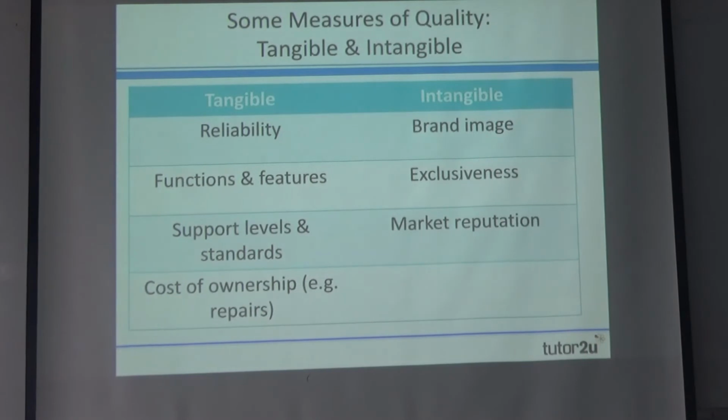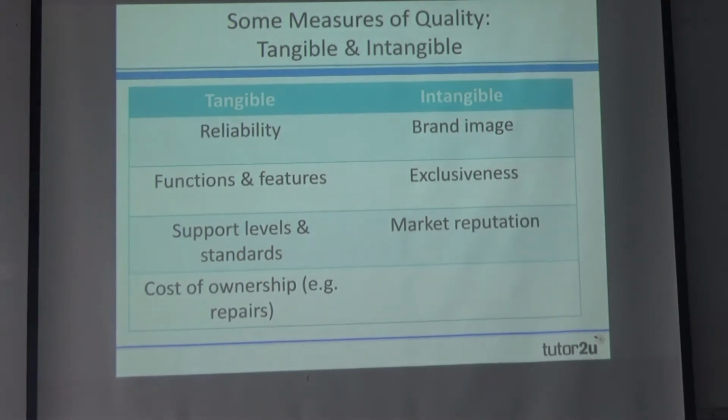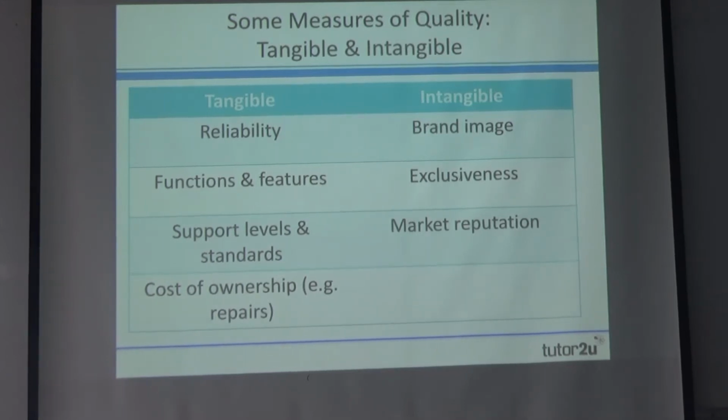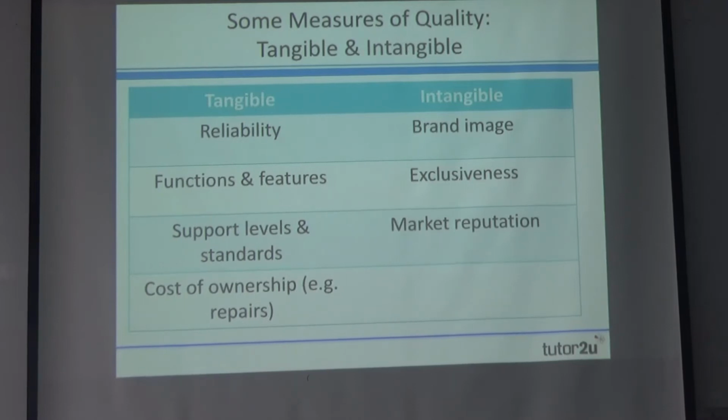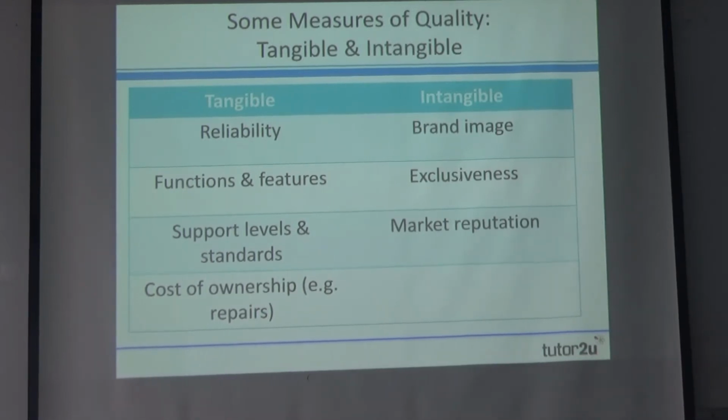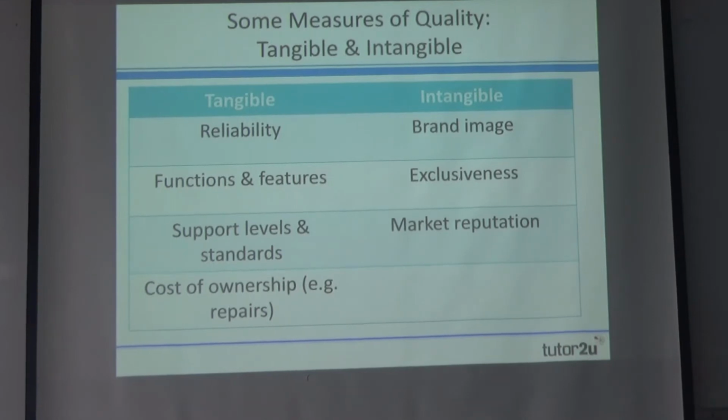Now, of course, there are various different measures of quality, and some of them are tangible, can be measured, and some of them are intangible, hard to measure, but you kind of know when you see them. Some good examples of tangible, i.e. measurable quality are firstly factors such as reliability. Does the product break down? Does it stop working after a while? Or does it go on working well forever without ever needing maintenance or repair?